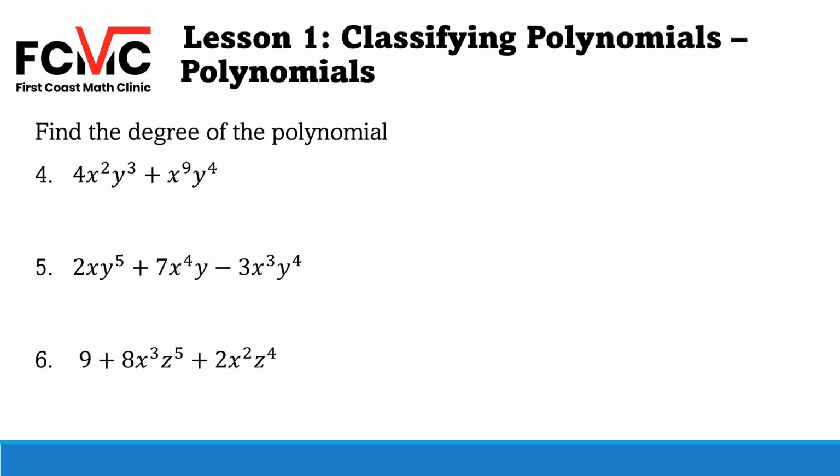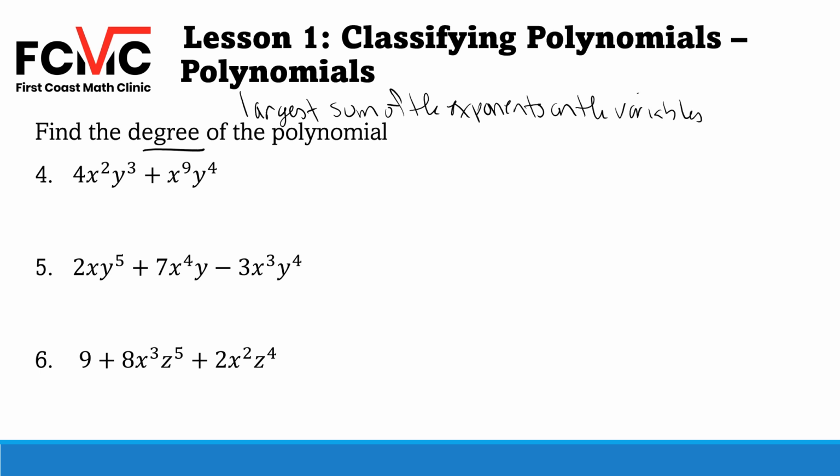So for 4 through 6, I want to find the degree of the polynomial. And my degree is going to be the largest sum of the exponents on the variables. So to find my degree, I want to sum up the exponents that are on my variables and take the largest one. So let's start here.